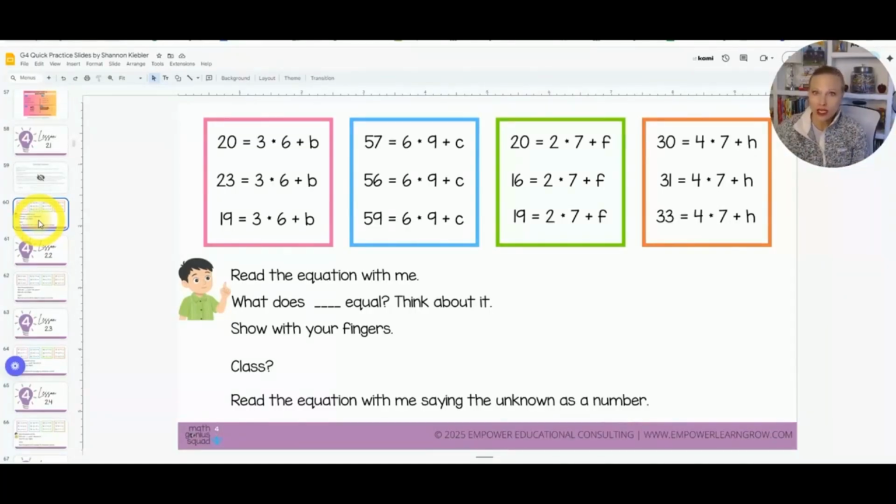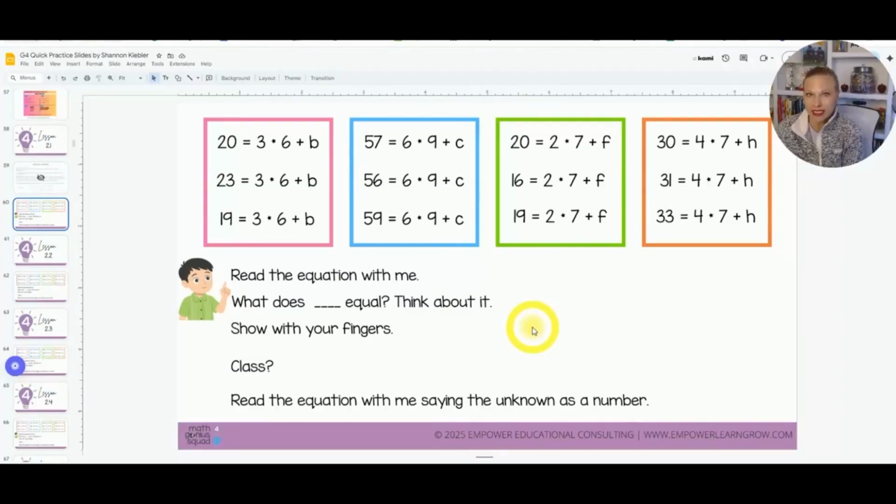It says, read the equation with me. Your student leader will point to the first equation. 20 equals 3 times 6 plus b. What does b equal? Think about it. The student leader points to their head. They think about it. I have students put a little thumb in their heart box when they're ready, so the student leader can see when most kids have it. When most kids have it, the student leader says, show with your fingers, and the whole class says, class, and then the class would say 2.